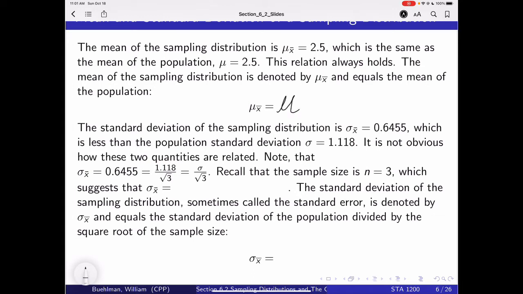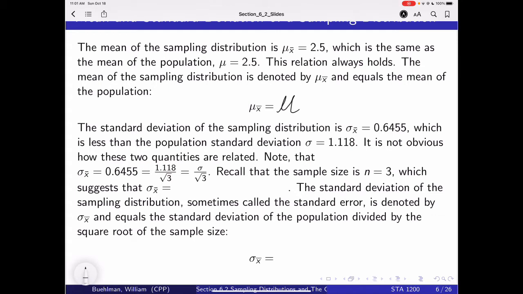The standard deviation of the sampling distribution is sigma sub X bar, which equals 0.6455, which is less than the population standard deviation of sigma, which was equal to 1.118. It is not obvious how these two quantities are related, though.